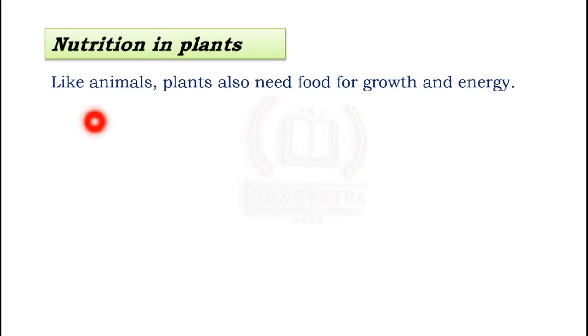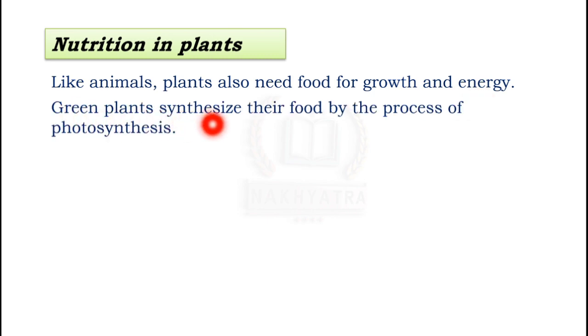We already discussed the nutrition in human. Now let us see nutrition in plants. Like animals, plants also need food for growth and energy. Iti plants ko animals or nisnake food dorkar hoy for growth and energy. Green plants synthesize their food by the process of photosynthesis. Iti green plants nijor food nije prepare koribo pare by the process of photosynthesis.